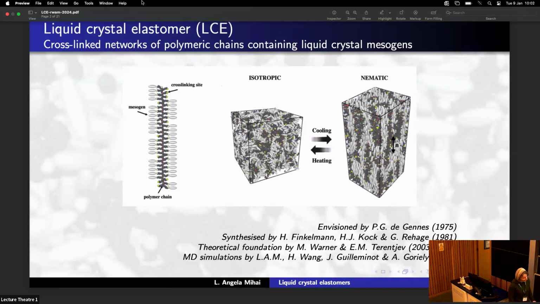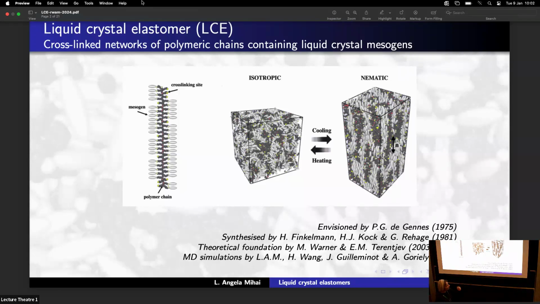So liquid crystal elastomers are practically rubber combined with liquid crystal, the liquid crystal that you know from smart displays. As a material, it was envisioned by Pierre-Gilles de Gennes, who is the Nobel Prize laureate for liquid crystals, but that was in 1975, but it was only synthesized a few years later and successfully. And the theoretical foundation came much, much later from Mark Warner and Eugene Terentjev, both at Cavendish Laboratory in Cambridge.